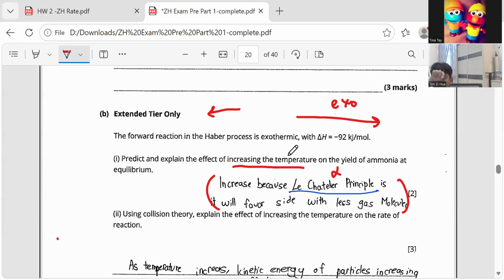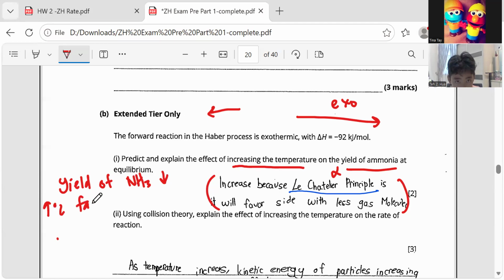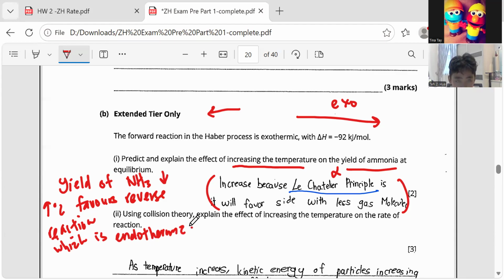So predict and explain the effect of increasing temperature on the yield of ammonia. So your answer must be like this. The yield of ammonia decreases because high temperature favors the reverse reaction, which is endothermic. Okay? Can you understand or not? Yes.